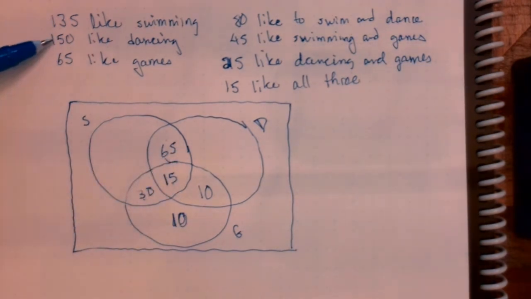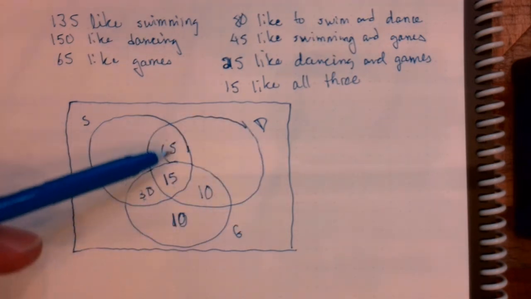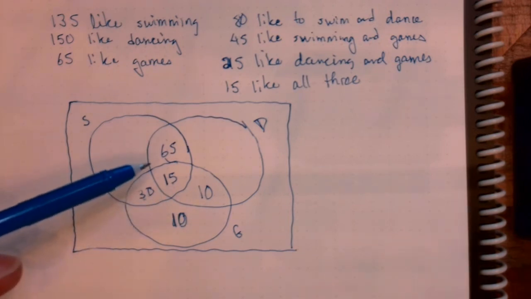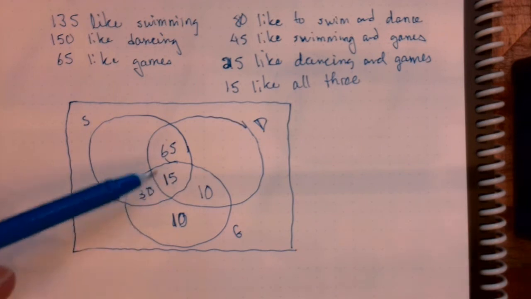Okay, 150 people like dancing. Let's look at what we've accounted for so far. We're looking at this circle labeled D for dancing. Okay, we got to get to 150 when we total out all the regions in this circle.